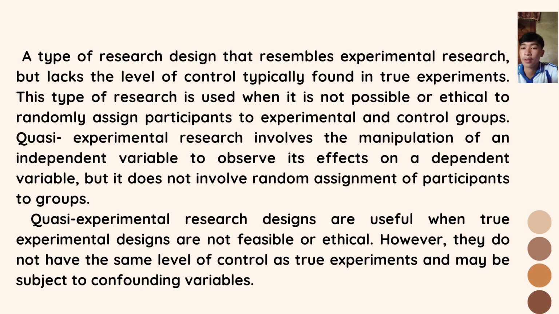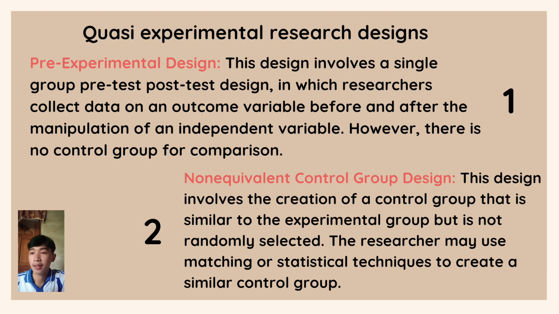Quasi-experimental research designs are useful when true experimental designs are not feasible or ethical. However, they do not have the same level of control as true experiments and may be subject to confounding variables. Pre-experimental design. This design involves a single group pre-test post-test design in which researchers collect data on an outcome variable before and after the manipulation of an independent variable. However, there is no control group for comparison.